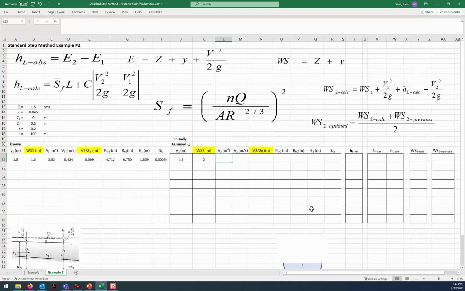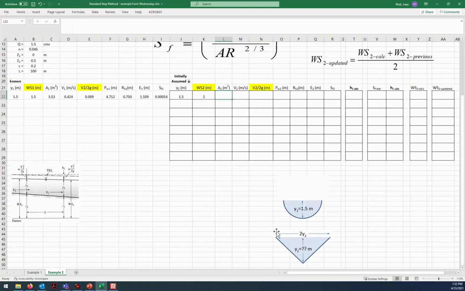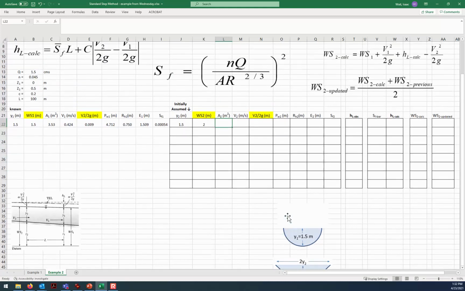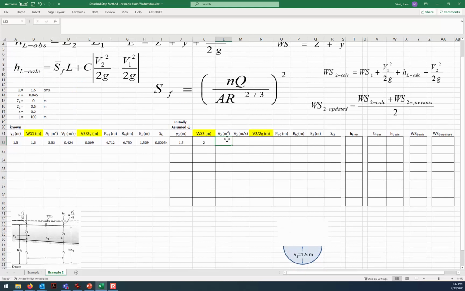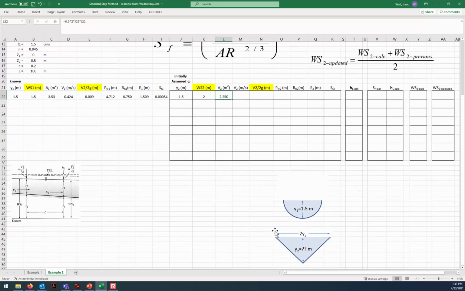All right, so this is our triangular shape, and so the area of that is 1/2 base times height. So the area is 0.5 times the base, which is 2y, times y. Okay, so that's the area of this triangular shape when it's this particular depth.